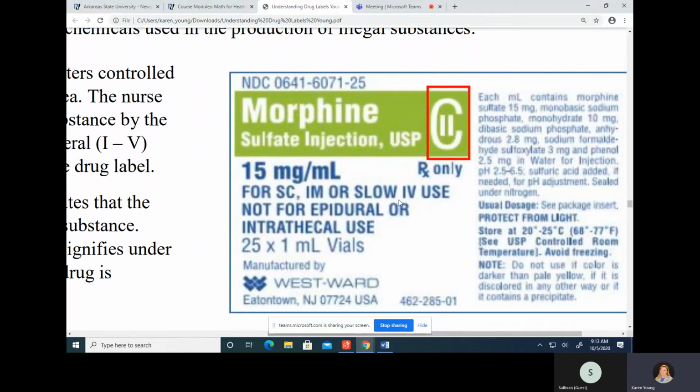It has a high potential for abuse. To me, the way my brain works, class 5 should be the one with the higher potential for abuse because it's a larger number. Class 1 should be the lowest, but I don't know, it just works different.